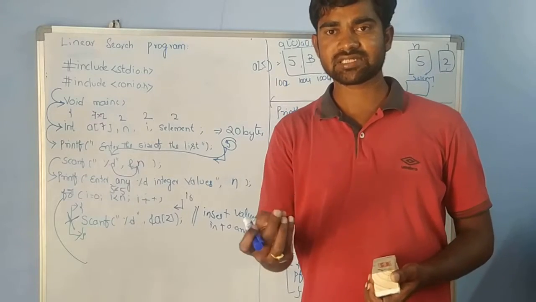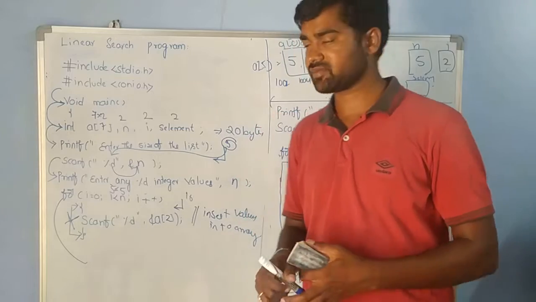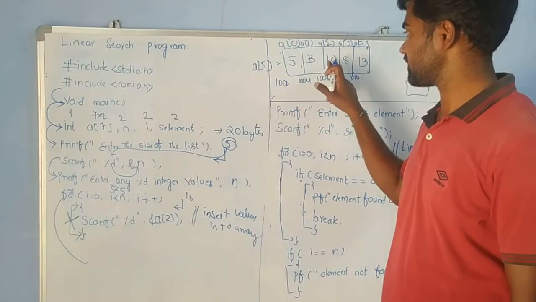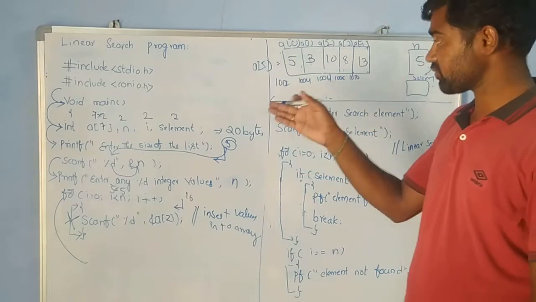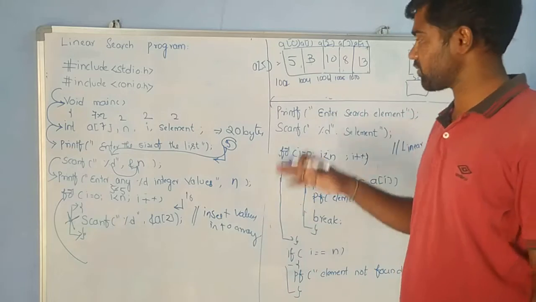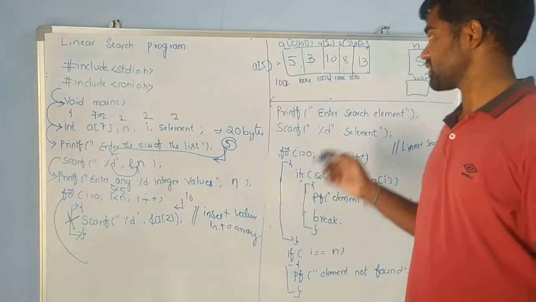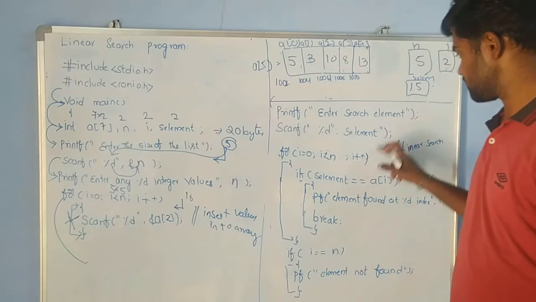Suppose the element is not present in the list, how do we execute the program? See here, we have the list of elements 5, 13, 5, 3, 10, 8 and 13. Before, we took search element 10, which is available in the list. But if the element is not present, let me take search element equal to 15.